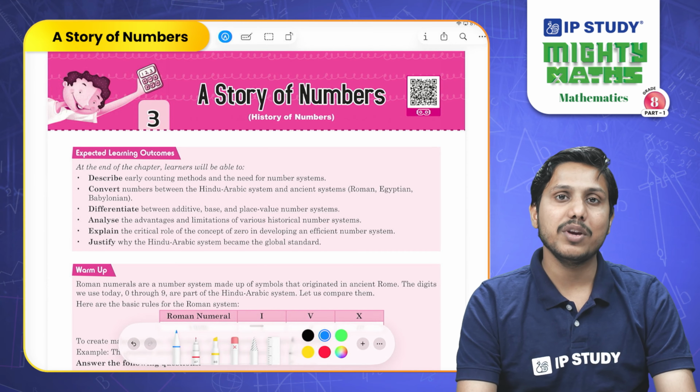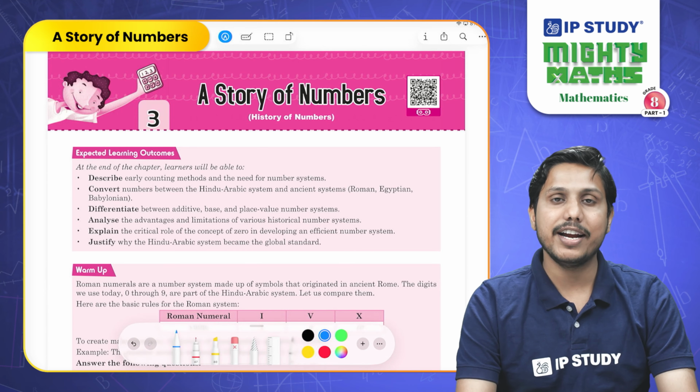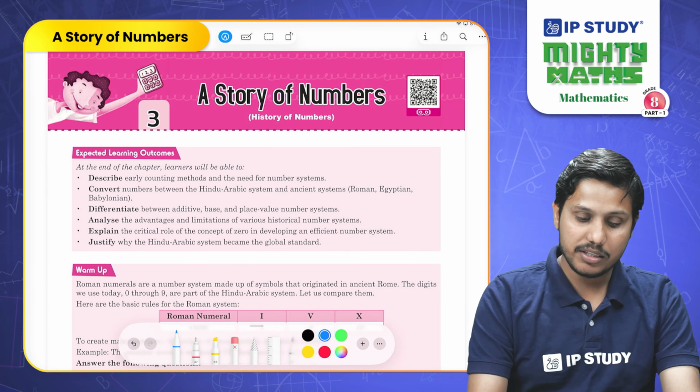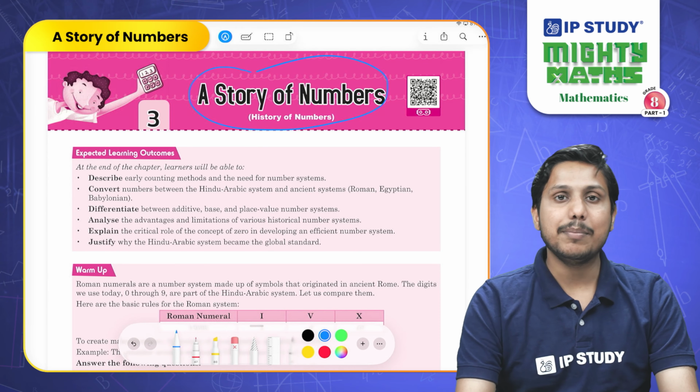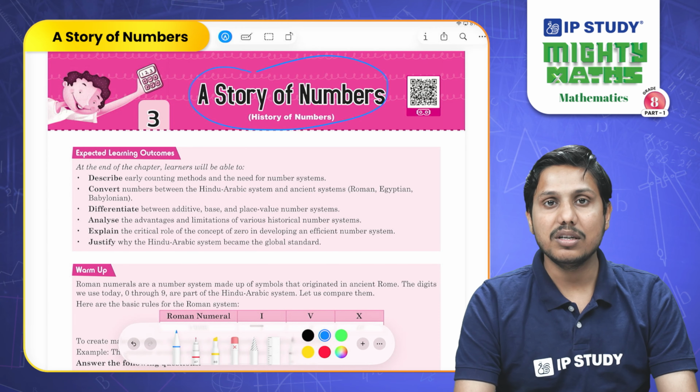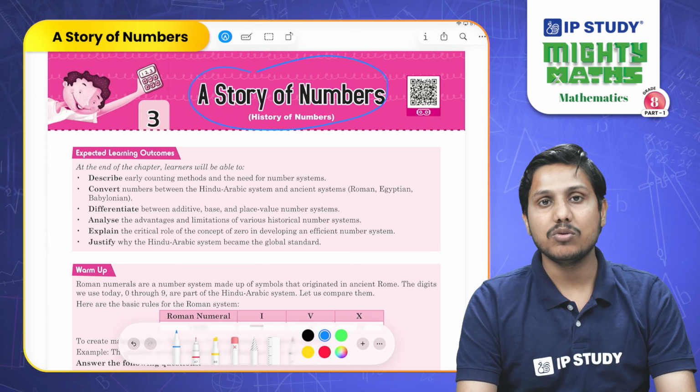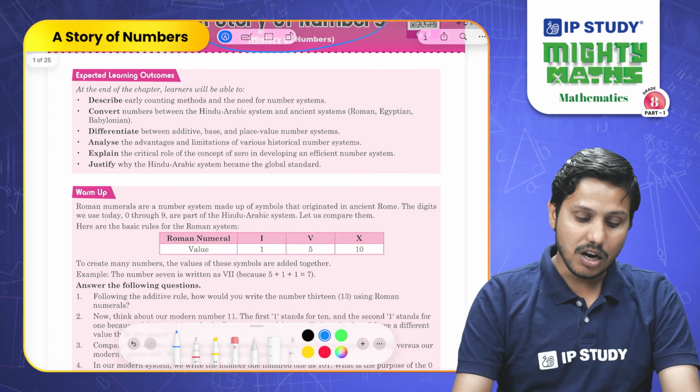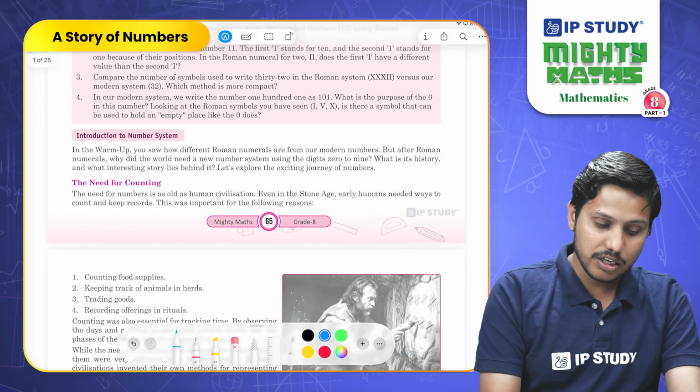In this video, we are going to cover chapter 3 of grade 8 part 1, and the name of the chapter is A Story of Numbers. In this chapter, we'll understand how numbers have evolved from stones to symbols over thousands of years. So let's start with the first topic, Introduction to Number System.